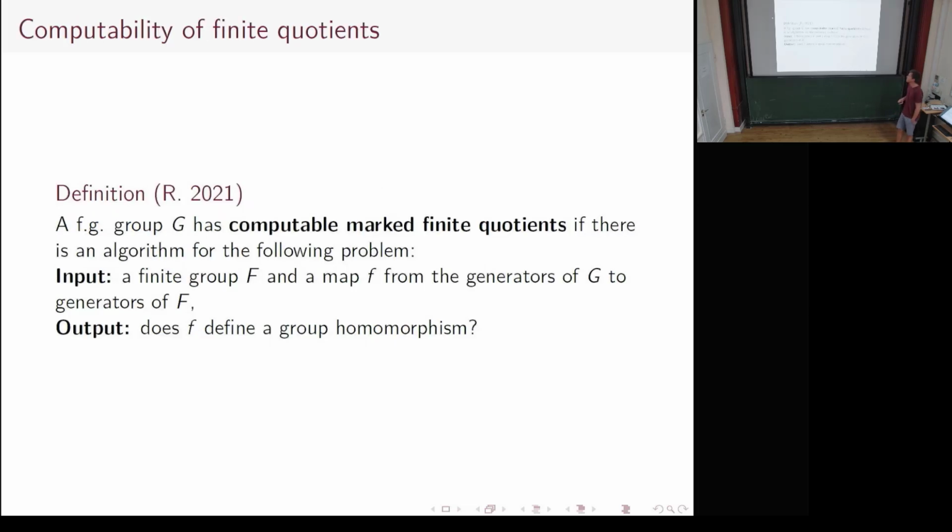So, definition: a group has computable marked finite quotients if there is an algorithm for the following problem. On input, you give a finite group and a map from the generators of G to the generators of the finite group. And as output, you should decide, well, does this map define a homomorphism?